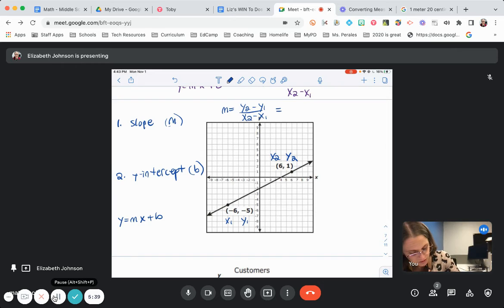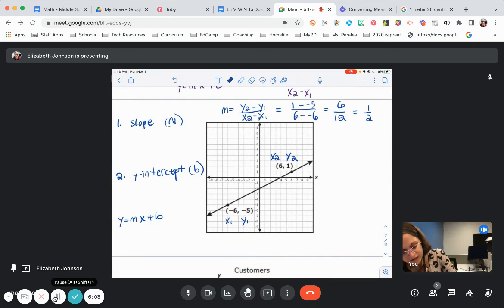So when I substitute my values in here, I'm going to have 1 minus negative 5 for my y's, and I'm going to have 6 minus negative 6 for my x's. 1 minus negative 5 is 6, and 6 minus negative 6 is 12. So 6 over 12 is my slope. I'm going to rewrite it as 1/2.